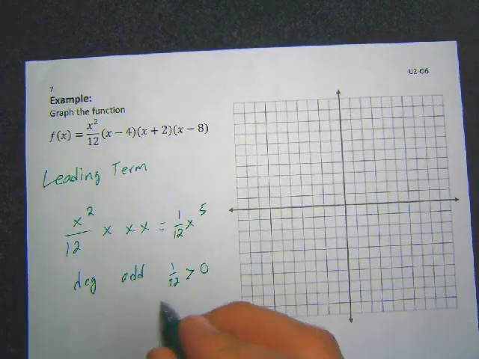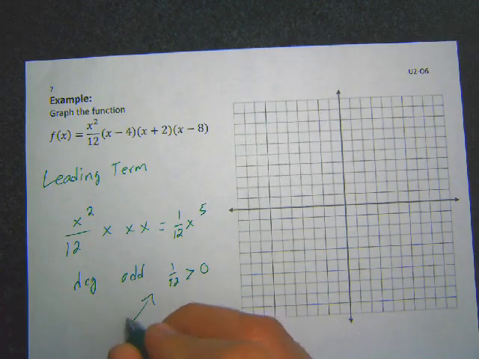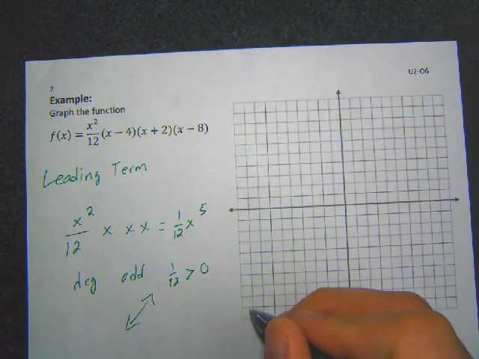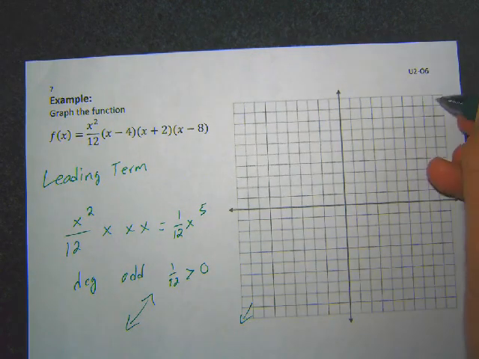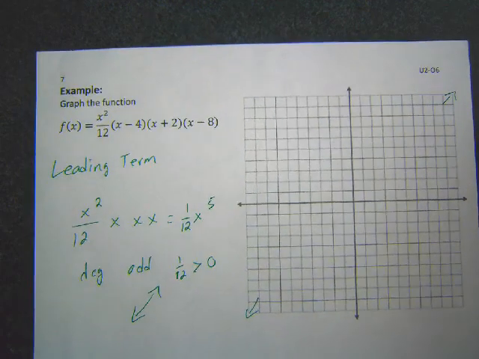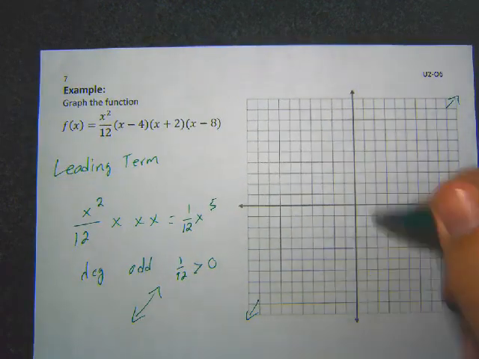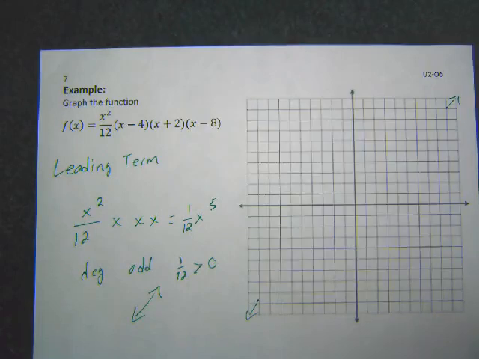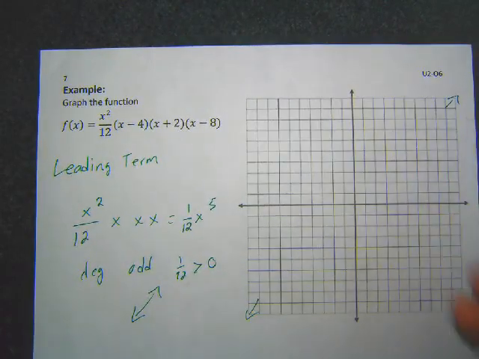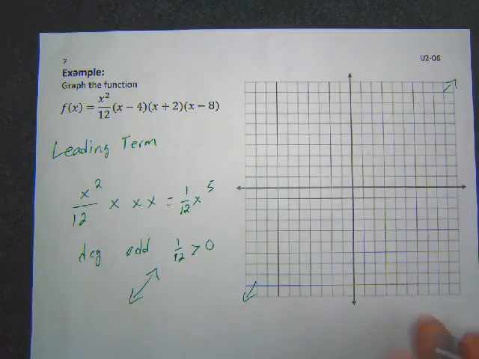Remember, positive and odd means it's going to look like this. So on the left side, it's going to be coming from the bottom. On the right side, it's going to be going up. So it's going to have this basic shape. It's going to do some wiggling in the middle, but that's the basic shape. These are the ends, right? So we know it's going to start from this end, go up as it goes to the right, with some wiggling going on in the middle. Okay, that's the first thing.